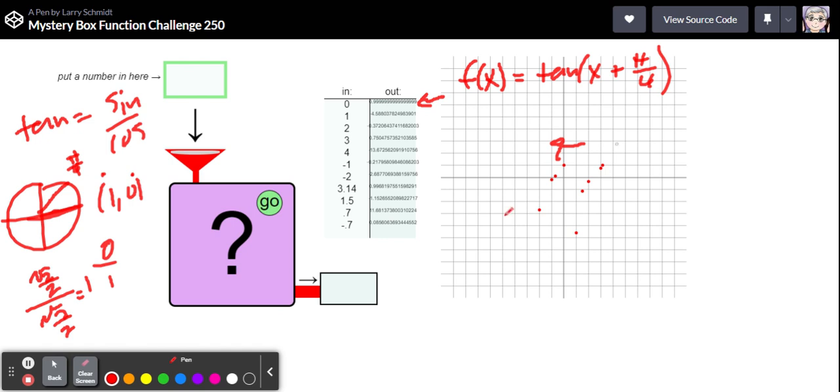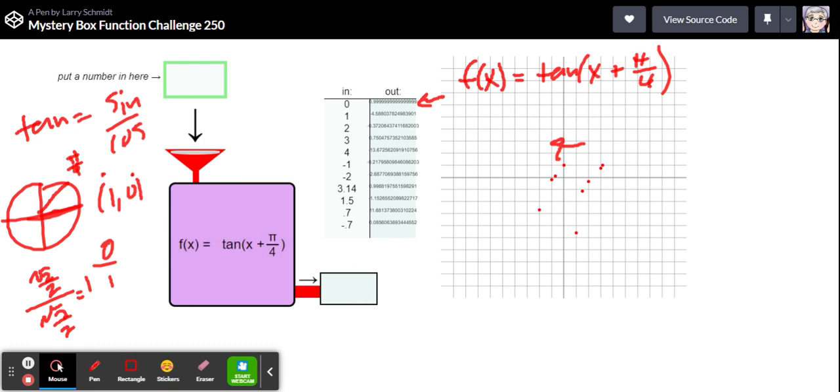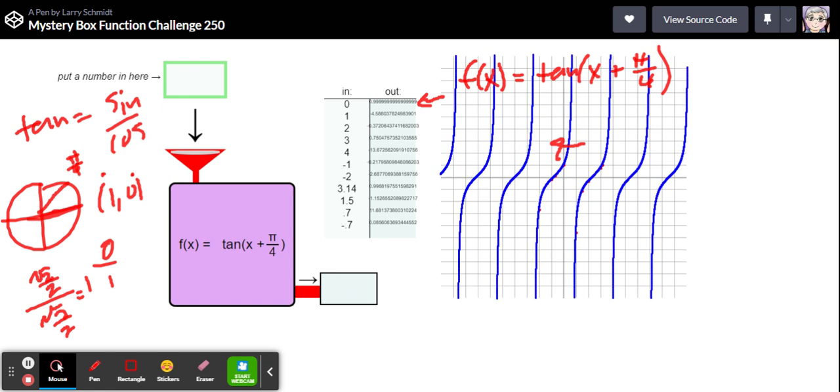So I think all those points are pointing to the fact that this is probably the tangent moved over by pi over 4. I think I've got that right. Let me take a look. Yeah, so that's the tangent of x plus pi over 4. Just shifts it to the left, that pi over 4. And let's graph that as well. Yeah, there are those big tangent lines that flatten out near the middle and then shoot up and down to infinity.